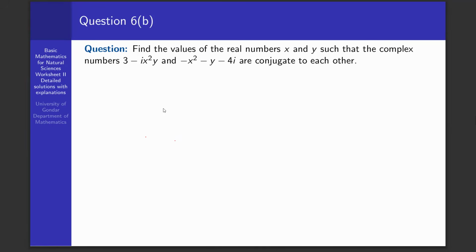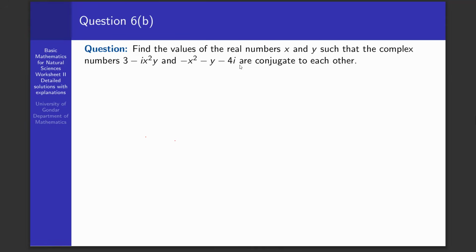Question number 6b. For the values of real numbers x and y such that the complex numbers 3 minus ix squared y and minus x squared minus y minus 4i are conjugate to each other. So what we are asked here is just to find x and y, where one of these two complex numbers is the complex conjugate of the other.